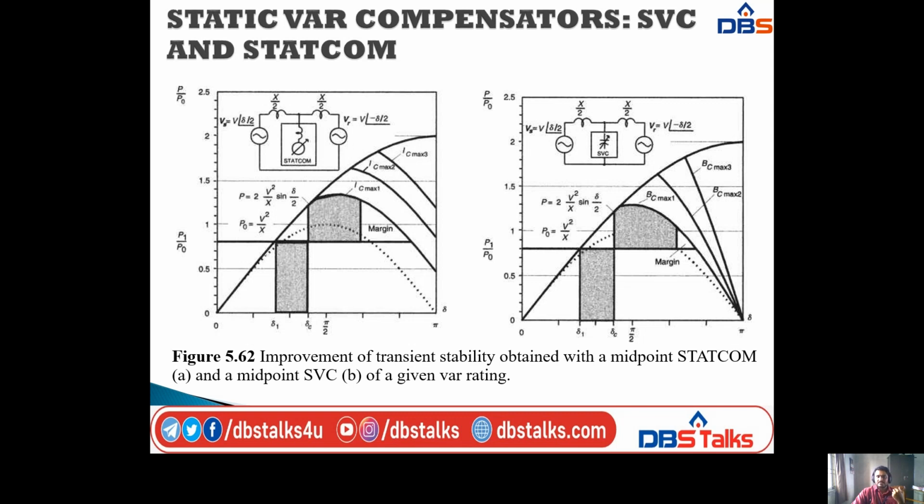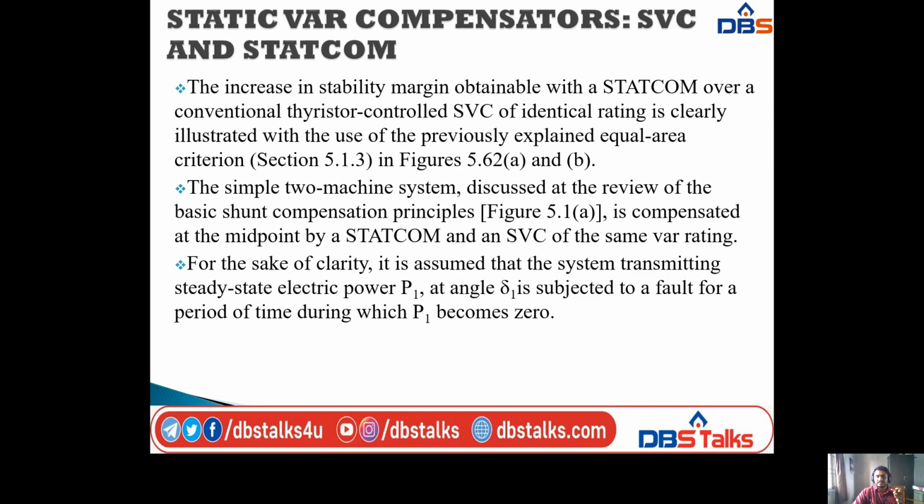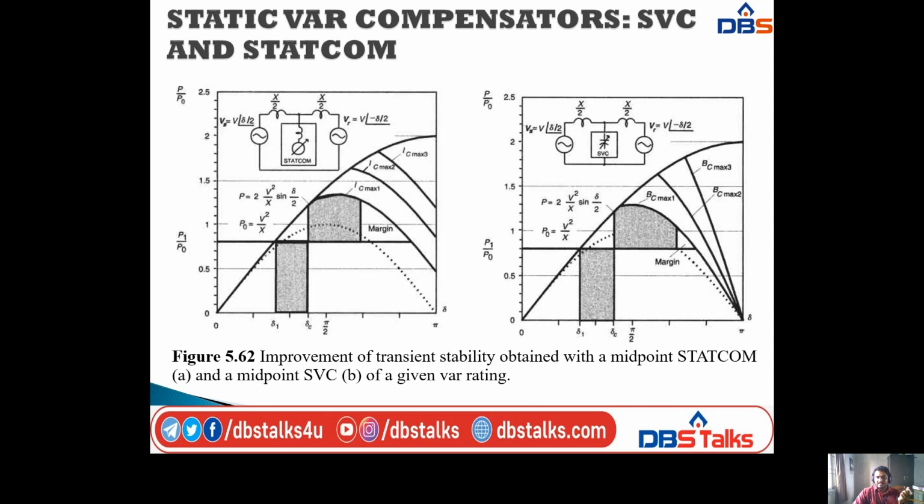By using this equilibrium criterion concept, I am taking a simple two machine system, which gives the basic shunt compensation principles, compensated at the midpoint by a STATCOM and an SVC of the same VAR rating. For the sake of clarity, it is assumed that the system transmitting steady state electrical power P1 at angle delta 1 is subjected to a fault for a period of time during which P1 becomes 0. So the diagram is like this, similar to the previous diagram.